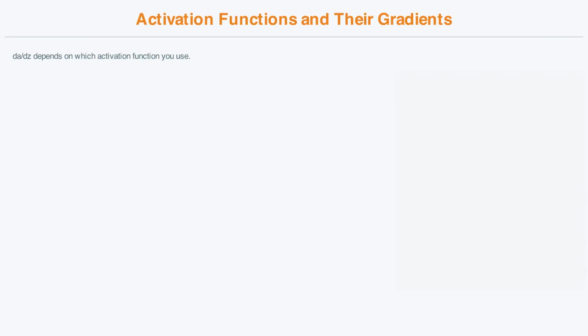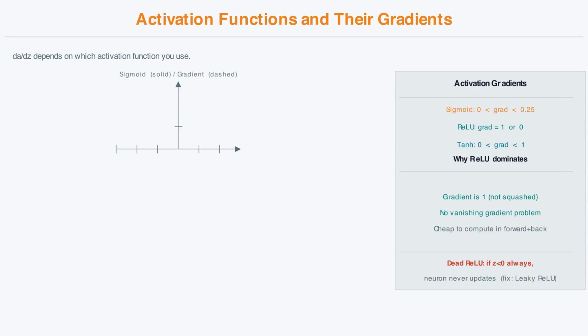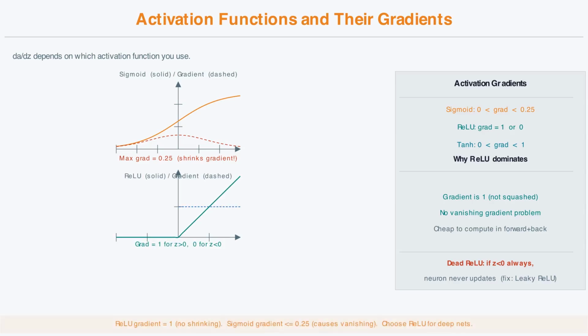The choice of activation function directly determines how well gradients flow. The sigmoid function squashes everything between 0 and 1 and its gradient is at most 0.25. When you have 100 layers and multiply 100 gradients together, each less than 0.25, the result is astronomically small. This is the vanishing gradient problem.